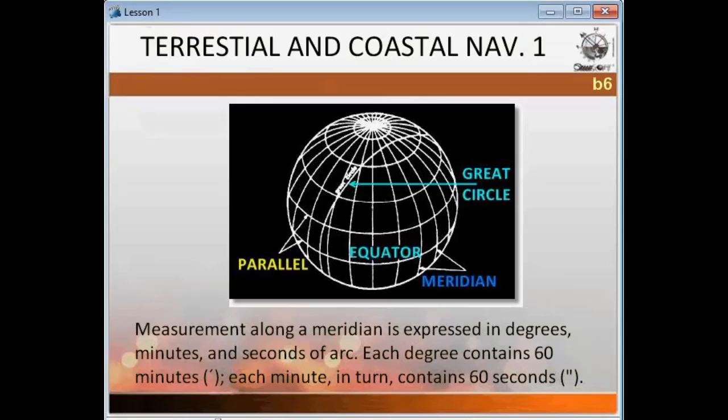Measurement along a meridian is expressed in degrees, minutes, and seconds of arc. Each degree contains 60 minutes. Each minute, in turn, contains 60 seconds.